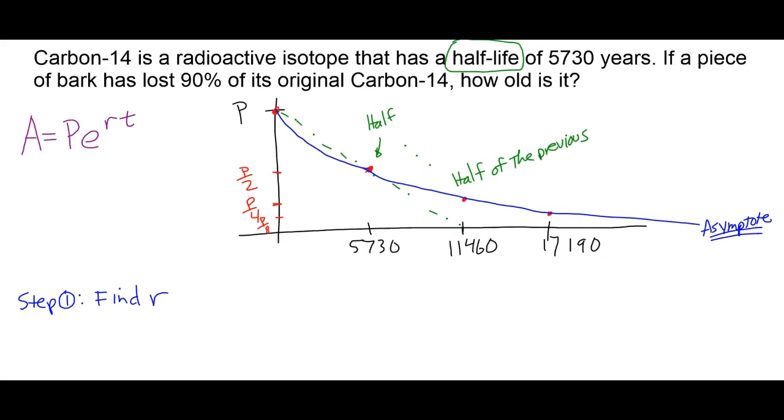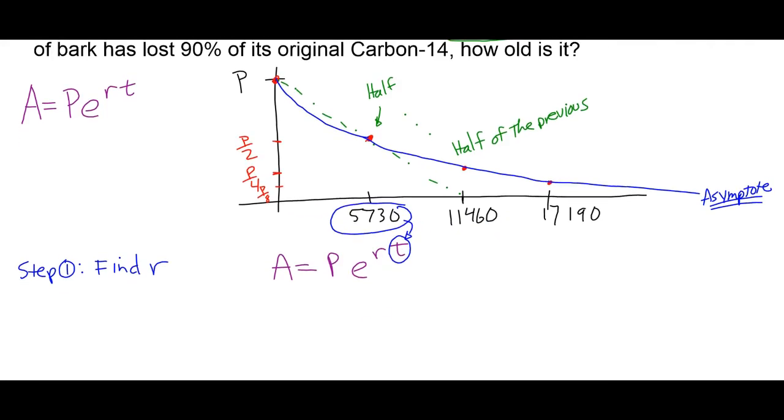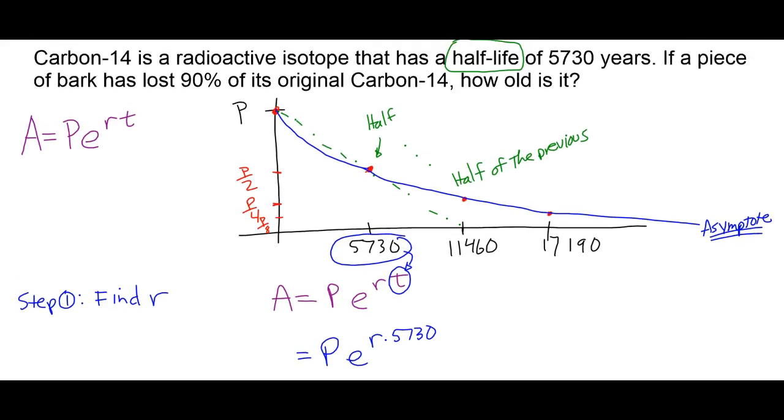So take your formula, A equals P e to the RT, and here's what we're going to do. We're going to plug in the half-life. We're going to take 5,730 and plug it in for T. So we're going to have e to the R times 5,730. And here's one of the funny things about exponential growth and decay. We don't actually know the starting amount. I mean, read through that paragraph.